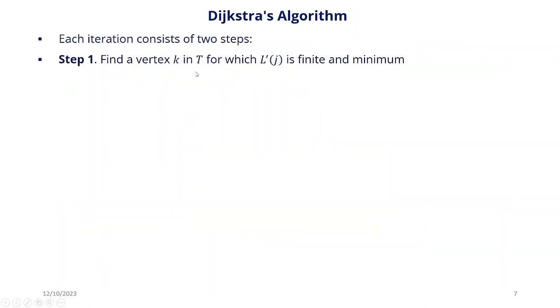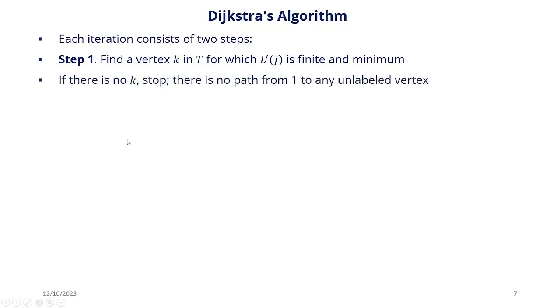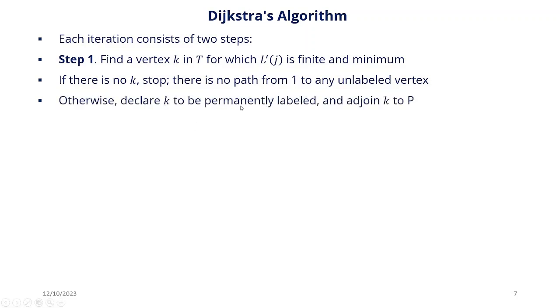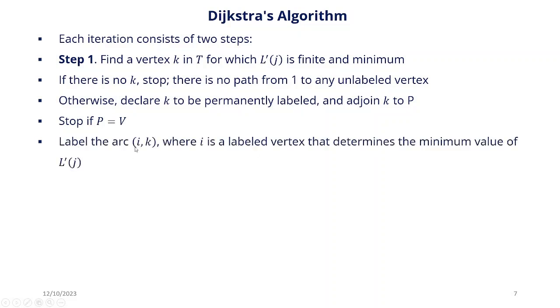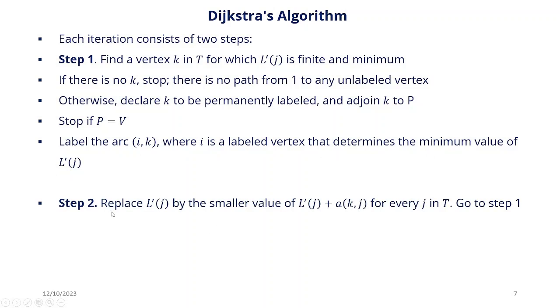Step 1. Find the vertex K in T for which L prime is finite and minimum. If there is no K, stop. There is no path from I to any unlabeled vertex. Otherwise, declare K to be permanently labeled and adjoin K to P. Stop if P is equal to V. Otherwise, label the arc IK where I is the labeled vertex that determines the minimum value of L prime J. Step 2. Replace L prime J by the smaller value of L prime J and L(K) plus AKJ for every vertex J in T. Then go to step 1.